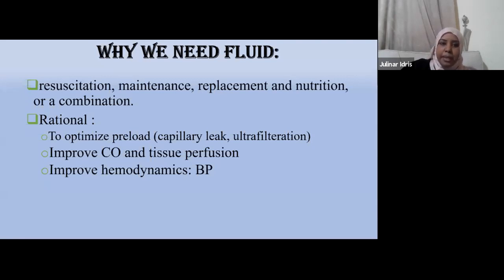So basically there are four main indications for giving fluid in the ICU. It would be either resuscitation in cases of shock, maintenance if the patient is not getting any oral feeding, replacement, or nutrition, or a combination of all of these factors. The rationale behind giving fluid will be all the time to optimize the preload of the patient. Especially in cardiac ICU, we know that patients will have capillary leak post-bypass. Most probably, it's a regular protocol to have ultrafiltration inside the OR. So the patient receives Lasix, he receives mannitol. He is basically intravascularly depleted. For that, most of us will choose to give them volume. And usually the target of our volume is to improve the cardiac output and the tissue perfusion, and to improve the hemodynamics of the patient.